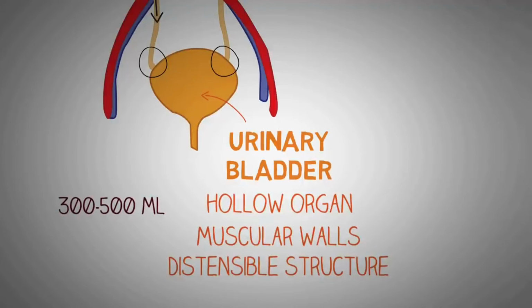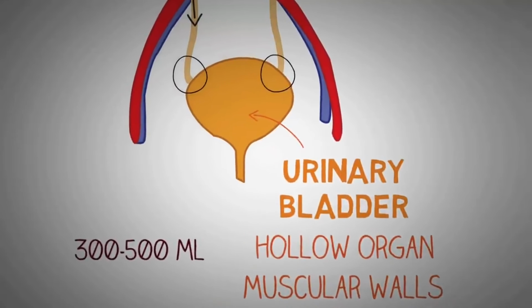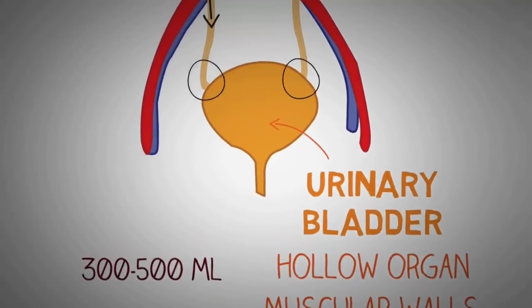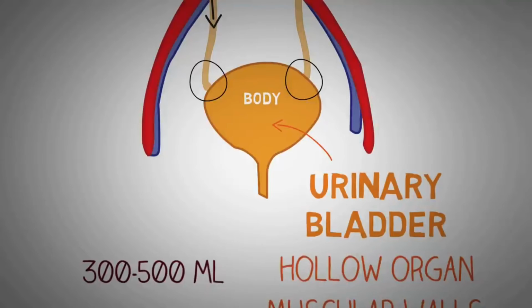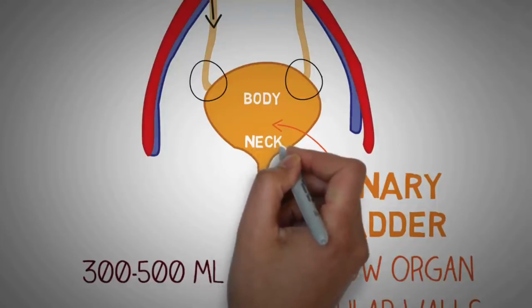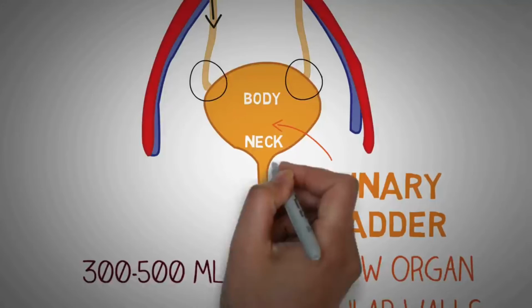The urine enters the bladder through two ureters and leaves the bladder through the urethra, which is another tube-like structure that we will discuss in just a bit. Now this part of the bladder is known as the body of the bladder, and the part below it is known as the neck of the bladder. The neck of the bladder is very important. It is basically this part of the bladder that makes sure that you don't leak urine all the time.